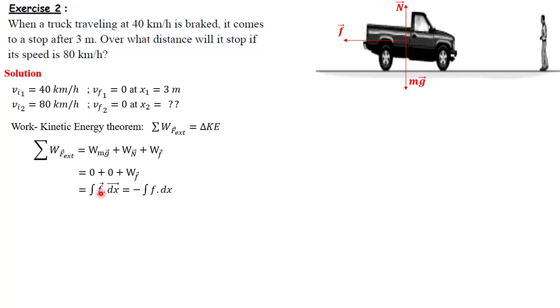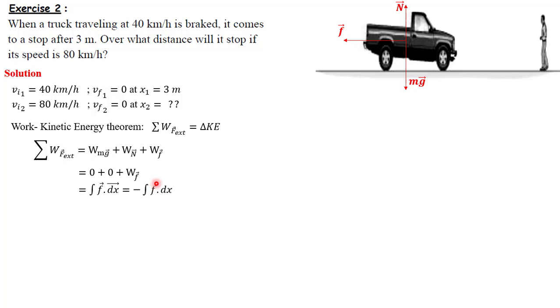We know that the friction force is always opposite to displacement. This means that if the displacement is to the right, then friction is directed to the left. This means that the angle between F and dx is 180 degrees, and cosine of 180 degrees equals -1. So the sum of the work done by all the external forces will be equal to minus the integral of F dx. Okay, do we know what is the expression of the friction force?